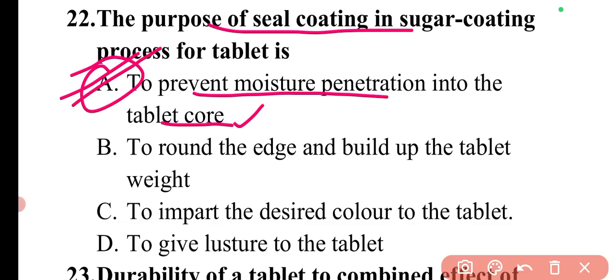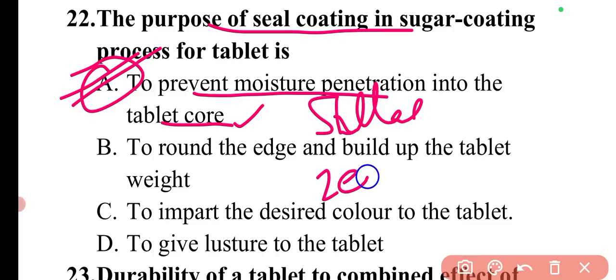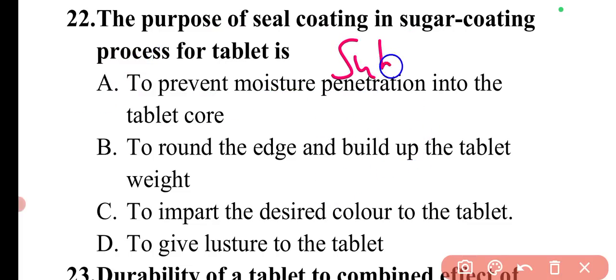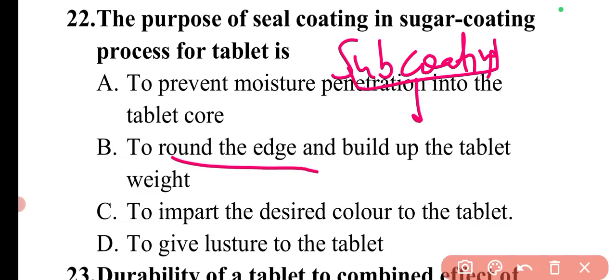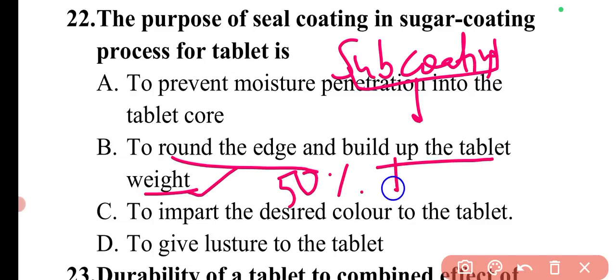For seal coating, shellac or zein is used. These are the sealants which are used. Then the second step is subcoating. It is also equally important. Why is subcoating done? Subcoating is basically done to round the edges and build up the tablet weight. In this process the tablet weight is increased by 50% to 100%.